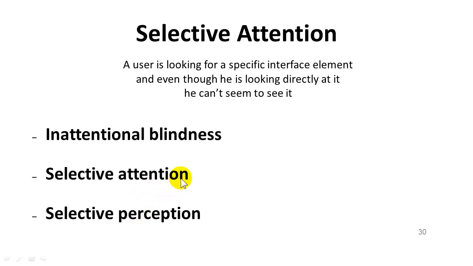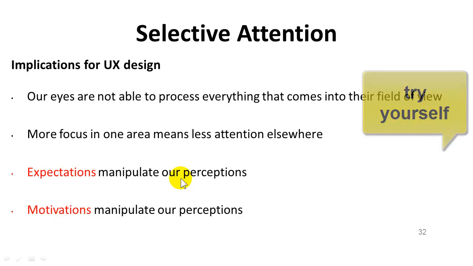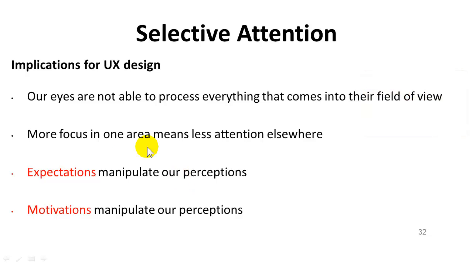We seem to have our own ways that we perceive things, and we kind of see what we think we should see or what we want to see. And this is the URL, and it is on Blackboard. Some principles that we can draw from that video that you should watch. Number one, our eyes cannot process everything that comes into our field of view. We tend to focus in one area more and less in others. Something to keep in mind when developing your interface for the user.